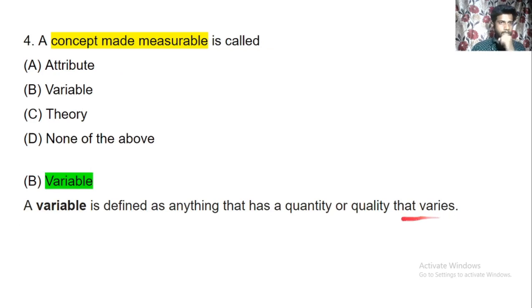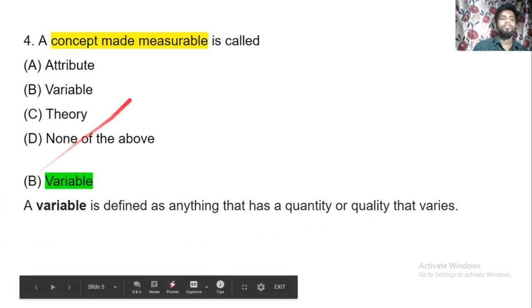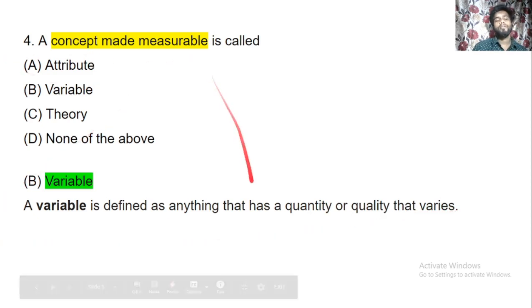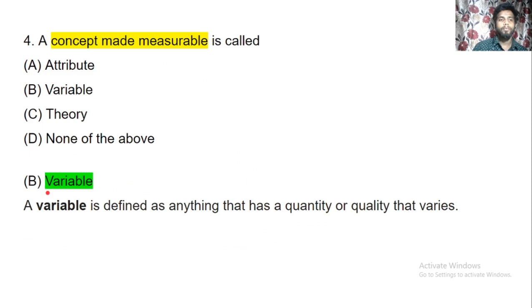Now next question: the concept made measurable is called a variable. A variable is defined as anything that has a quantity and quality that varies. So the concept made measurable is only a variable. A variable may be in the form of a question, and it has a quantitative or qualitative value.